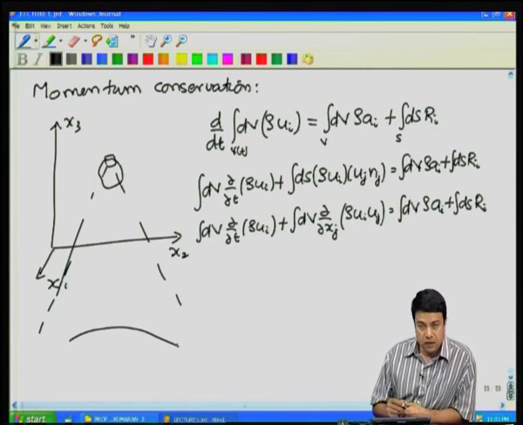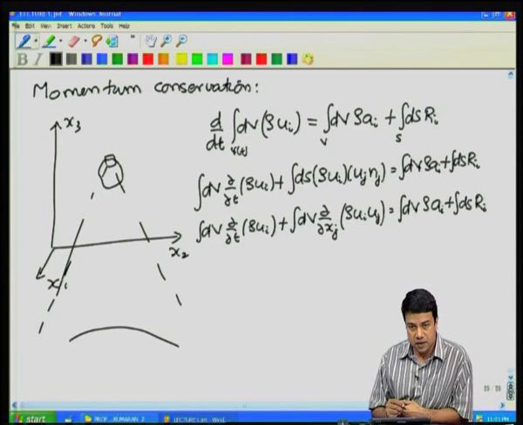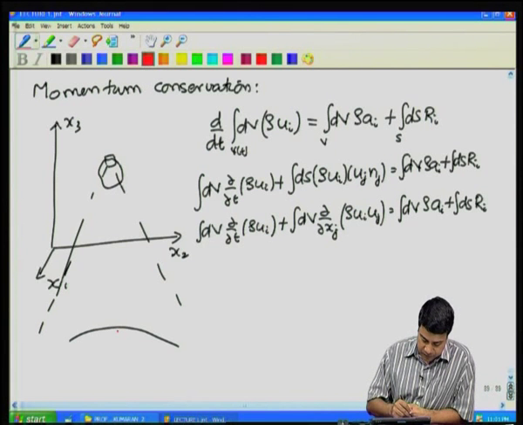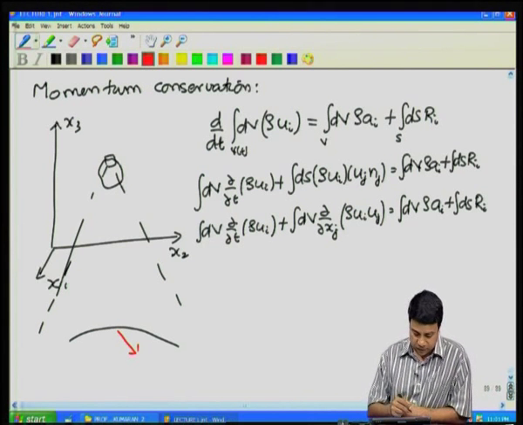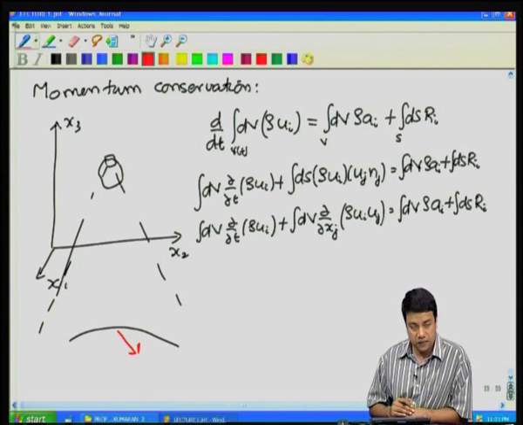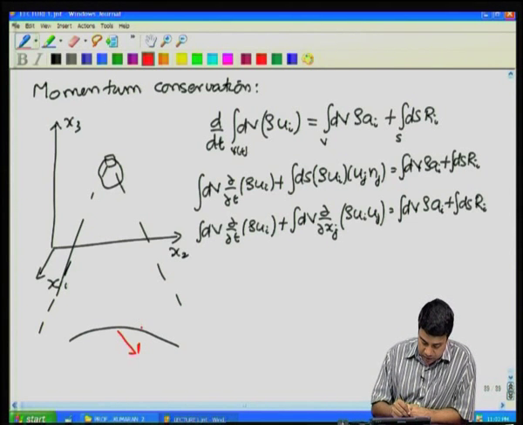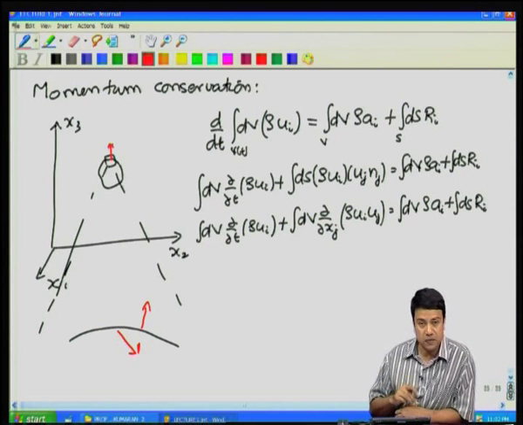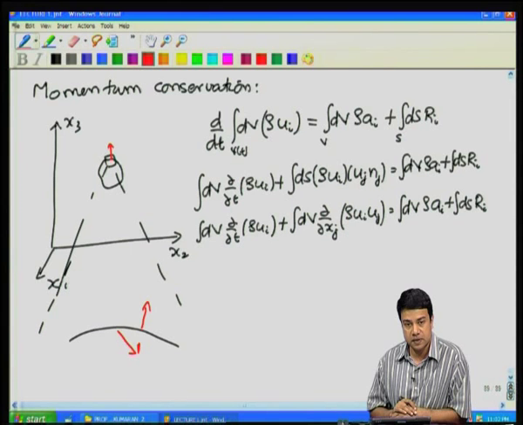The force exerted by the fluid outside on the fluid inside can be in any direction. Now, for the fluid inside, the outward unit normal goes from the fluid inside to the fluid outside. So the outward unit normal is outward.